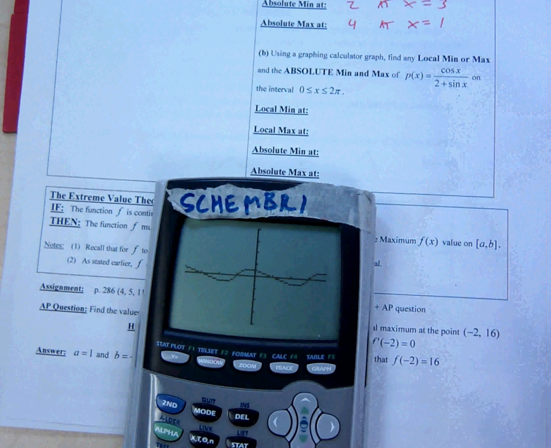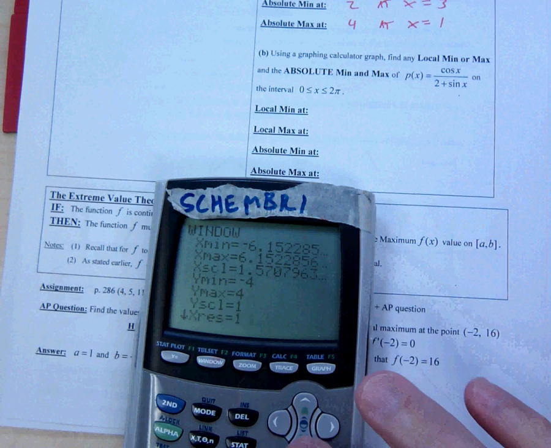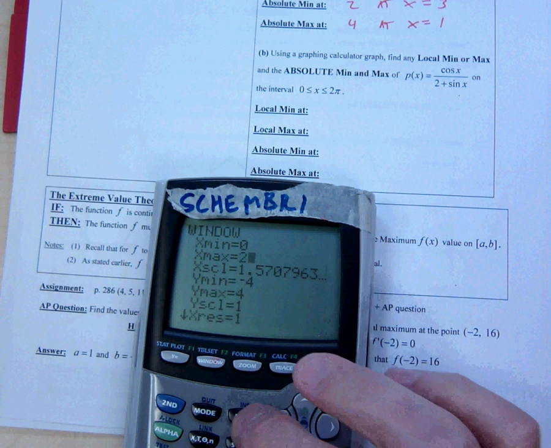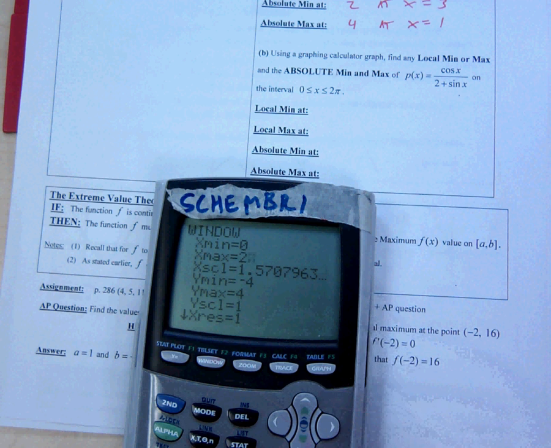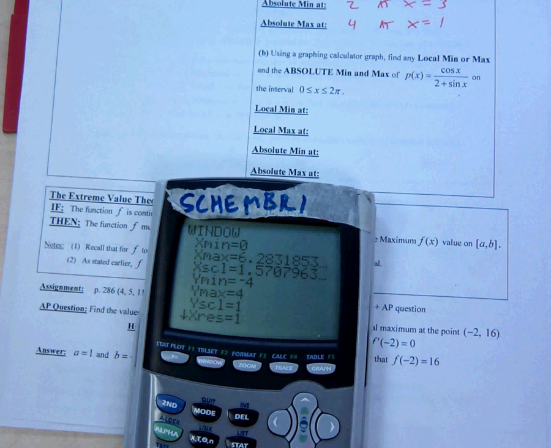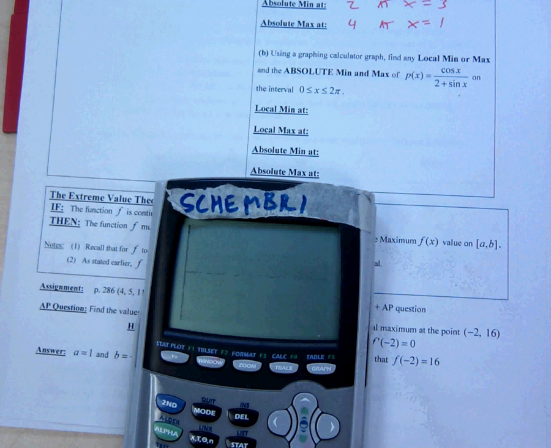So go to window. Maybe if I talk long enough, we won't hear it. Okay, and then go to 2 pi, right? Is this good? Everybody see what I'm doing there? Then hit graph.